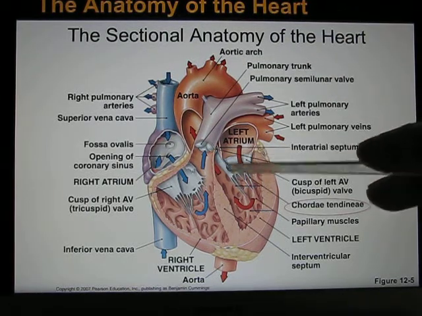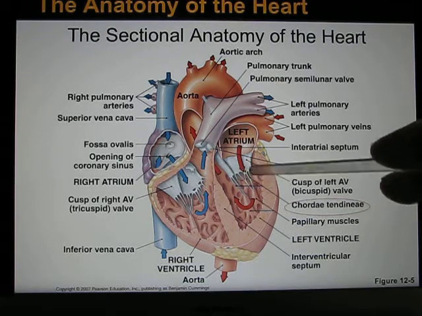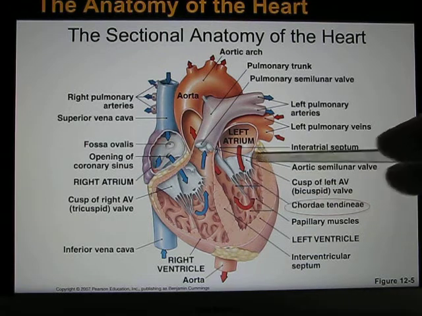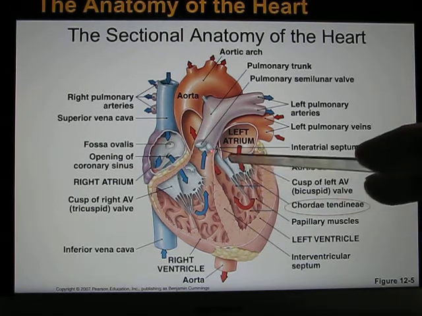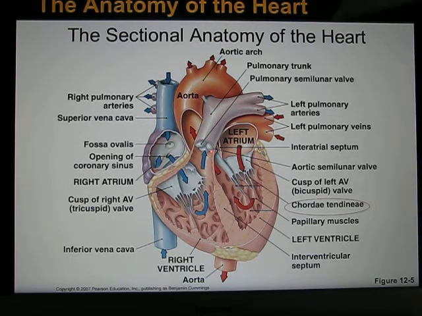And these slides also show you the valve. Those valves connect to the chordae tendineae, like those strings, and connect to the papillary muscle. Because of this structure, the valve is designed to open in one direction. It won't be able to flip back.